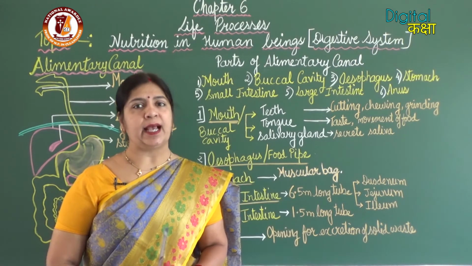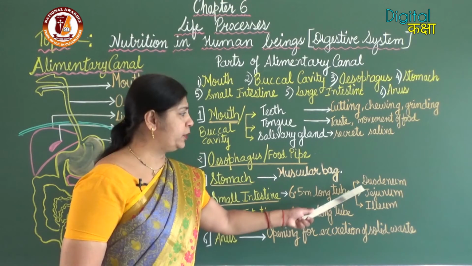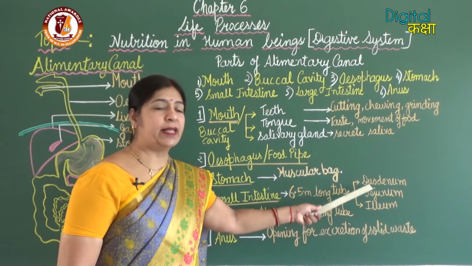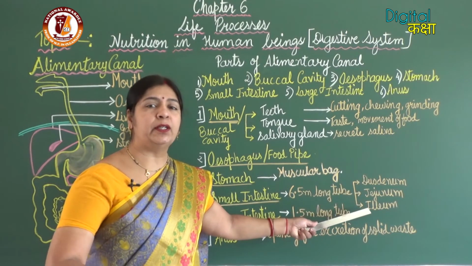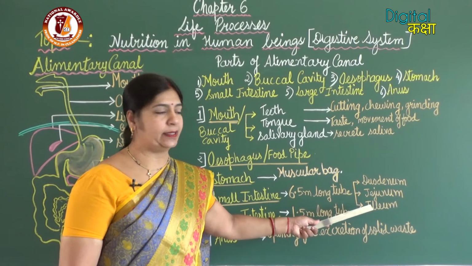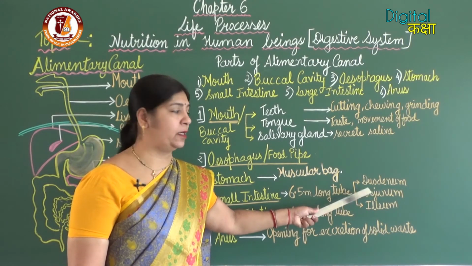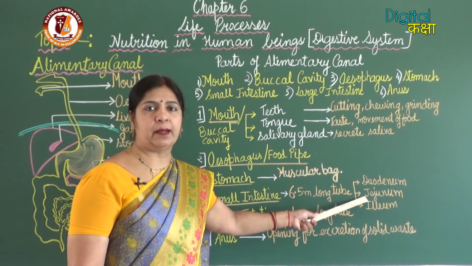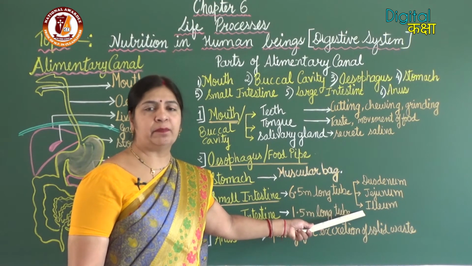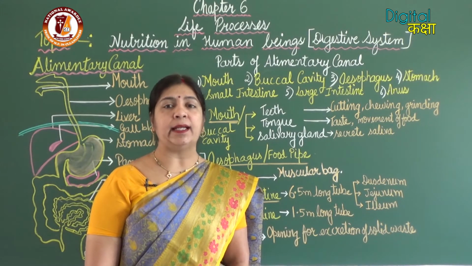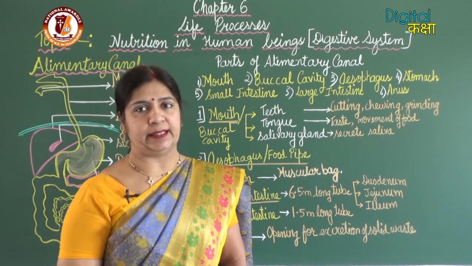The small intestine has three parts: duodenum, jejunum and ileum. These are the parts of the long tube of the small intestine. Duodenum is the part which is connected to the stomach. Jejunum is the middle part and ileum is the lower part which continues into the large intestine.